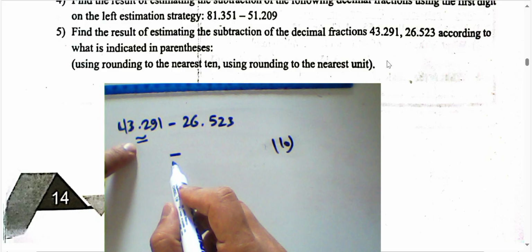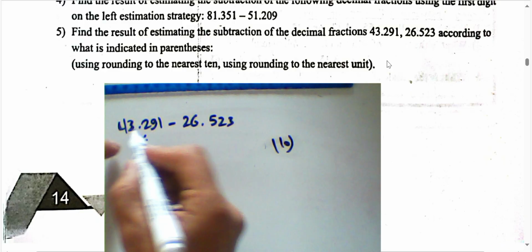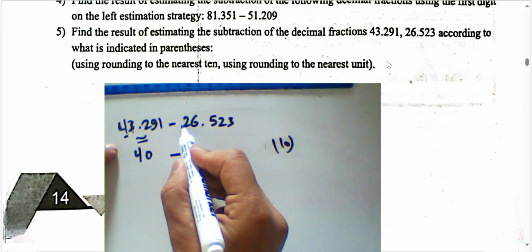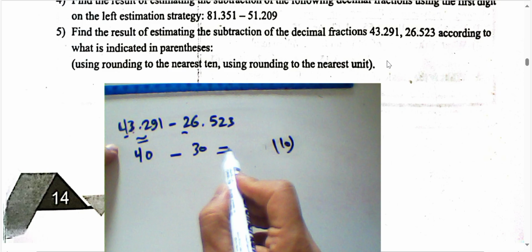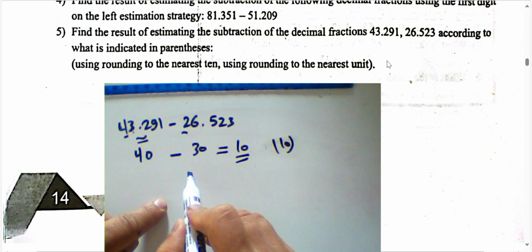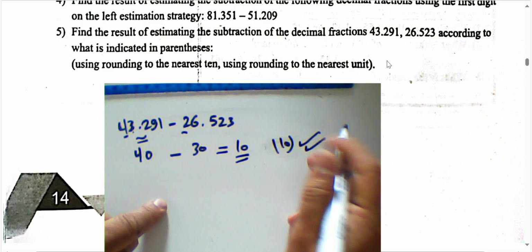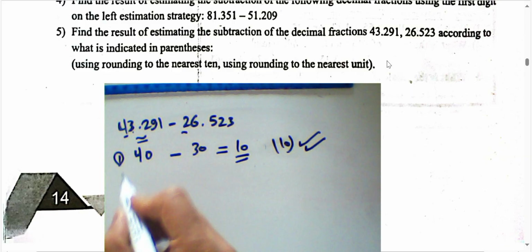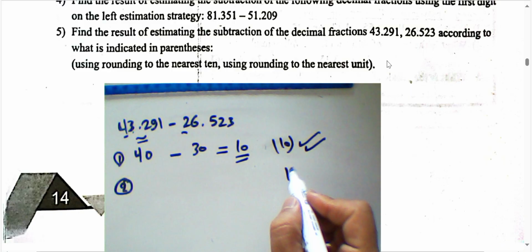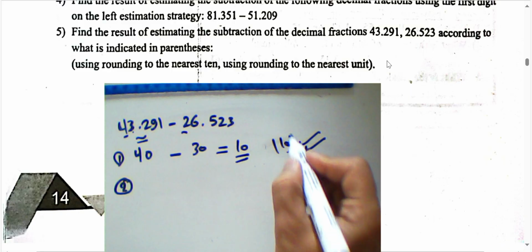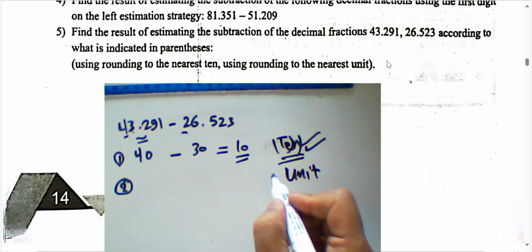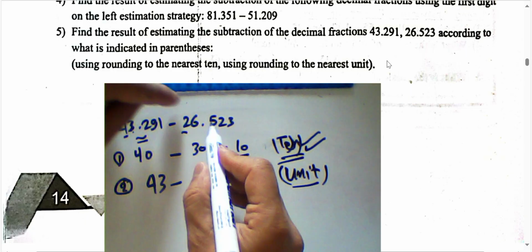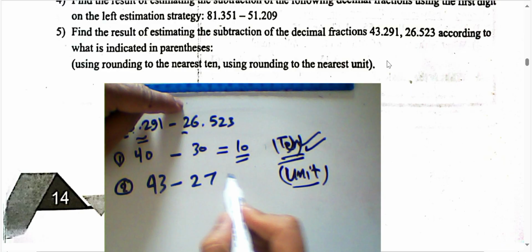This number we can approximate, it will be what? 3 can give 1 to 4, then the result will be 40. 6 can give 1 to 2, it will be 30. Then the difference between them equals 10. Then the first solution, rounding to the nearest 10, will be 10. And number 2, approximating to the nearest unit. 2 can't give 1 to 3, then 43 subtracted by 5 can give 1 to 6, it will be 27.